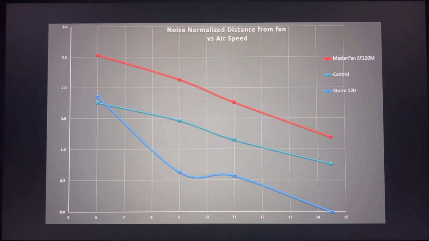So looking closely at the data, we can see that the Master fan is a very good performer. It truly outperforms my control fan in this noise normalized result. The Storm, on the other hand, is a very bad performer, and again, I just wouldn't recommend it for anything larger than a small form factor case.